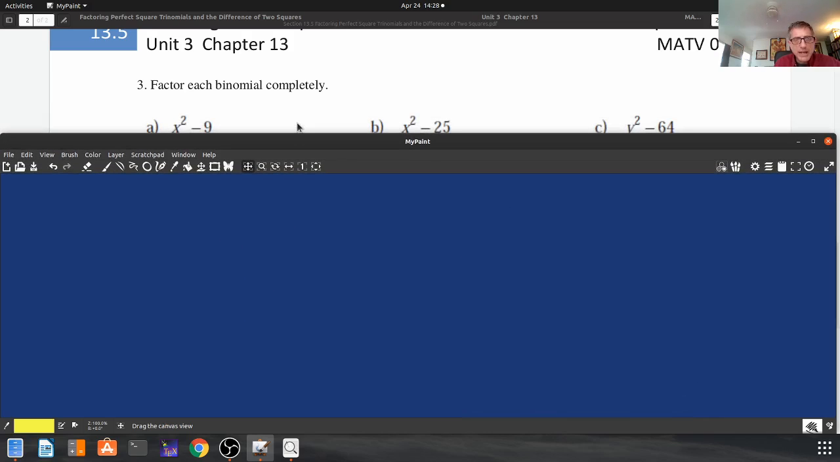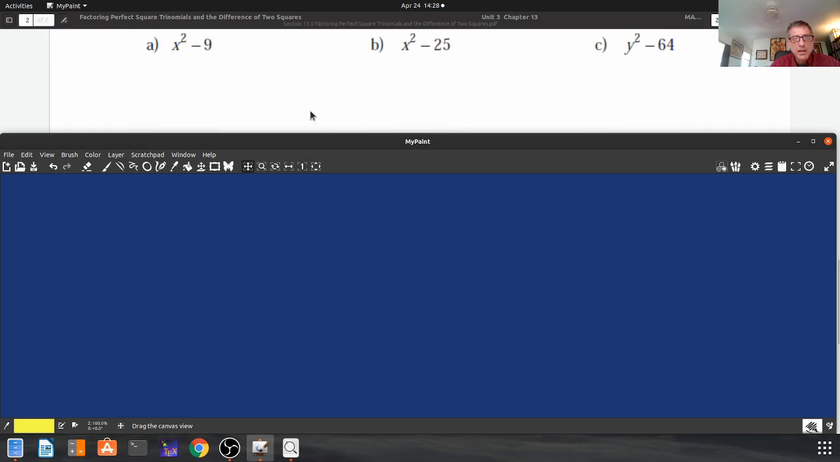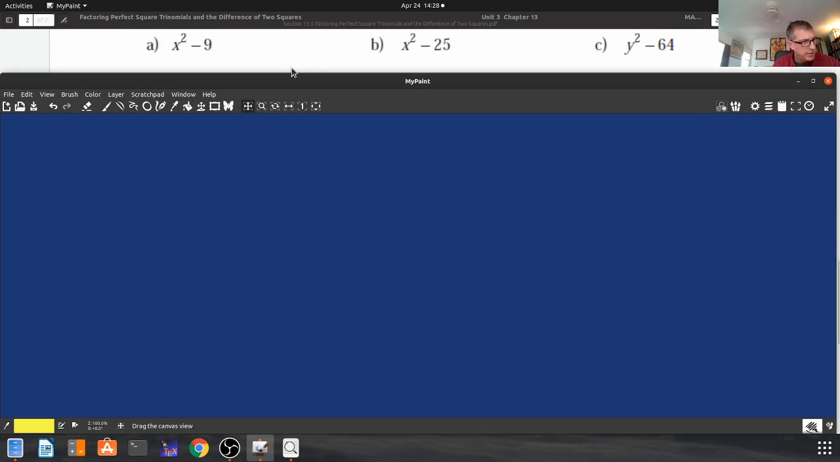It's going to be pretty much exactly the same as we did before. So this is 3a. I'm given x squared minus 9. So what we want to do is see, that's supposed to be a question mark there, and that's supposed to be an eraser. We want to see, so that's what we're asking ourselves now.